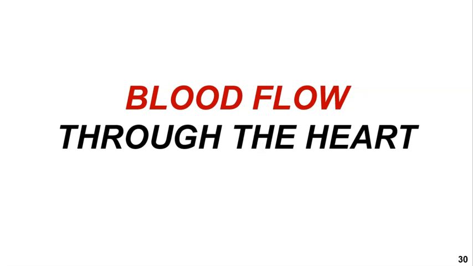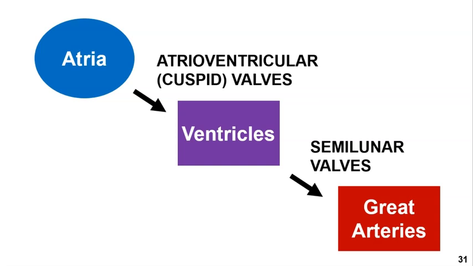So now that we are familiar with the basic anatomy of the heart, we can discuss blood flow. Blood flows in a single direction through the heart, and we're going to see that two sets of valves help to accomplish this. When the atria contract, they will push blood through the atrioventricular valves, also known as the cuspid valves, into the ventricles.